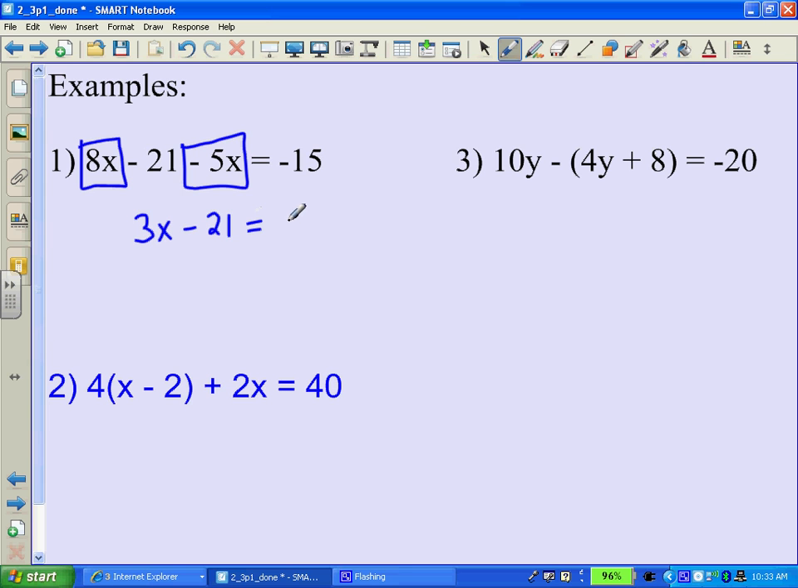I still have the minus 21, and then I have equals negative 15. Now I can solve. This is just now a 2-step equation. So what's happening to x? Well, it's getting times by 3 and minus 21. So how am I going to undo that? Well, I'm going to add 21 first, so let's do that.